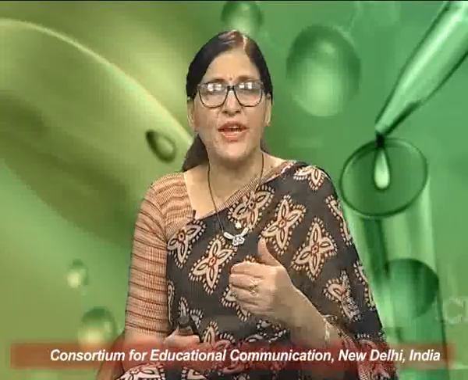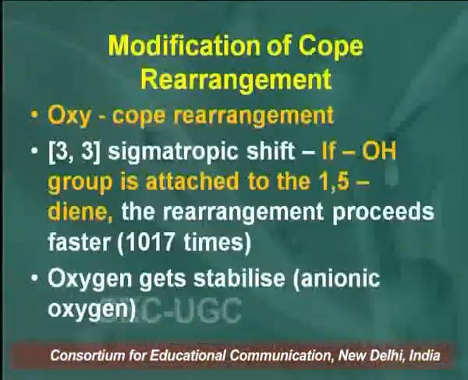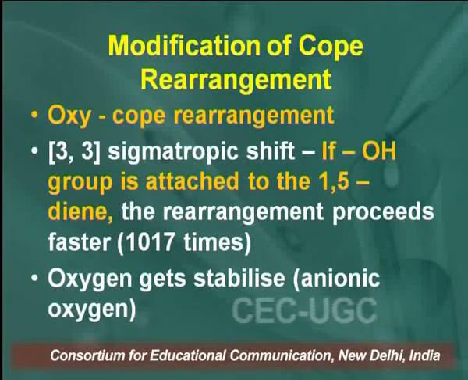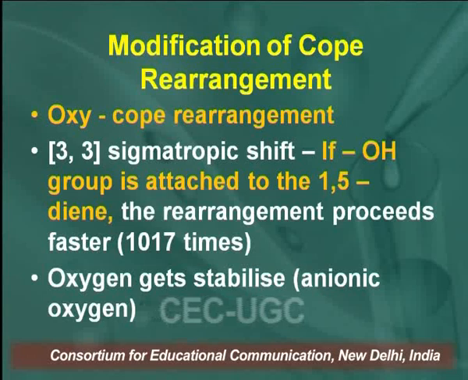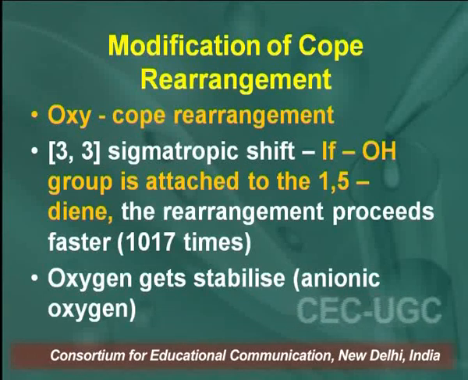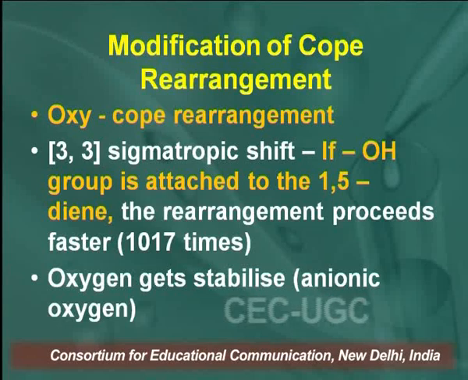These are variants of the Cope rearrangement, as we have learned variants of the Claisen rearrangement reactions. We will see variants of Cope rearrangement reactions too, which are called modifications of the Cope rearrangement. First is the Oxy-Cope rearrangement reaction. What is the Oxy-Cope rearrangement reaction? This is also a 3,3 sigmatropic rearrangement reaction.